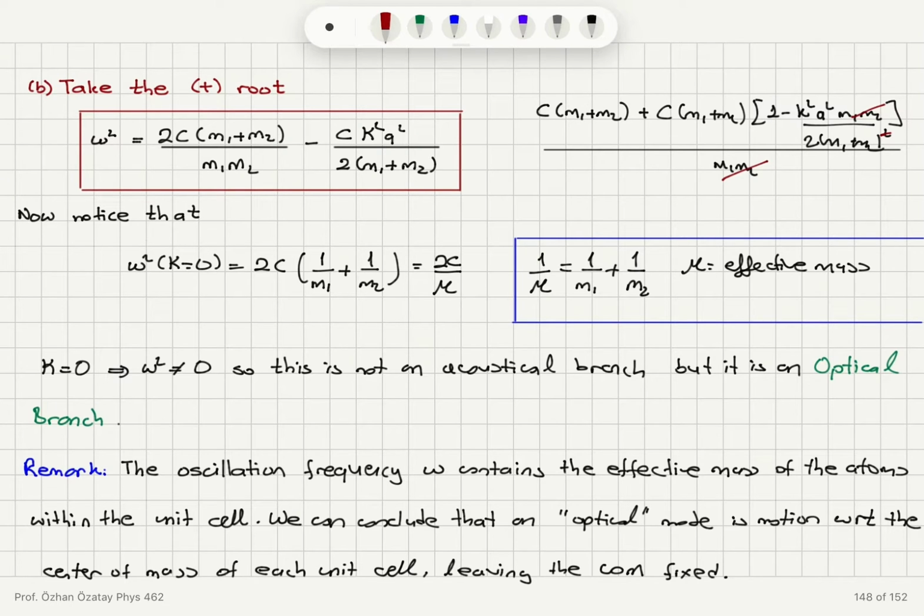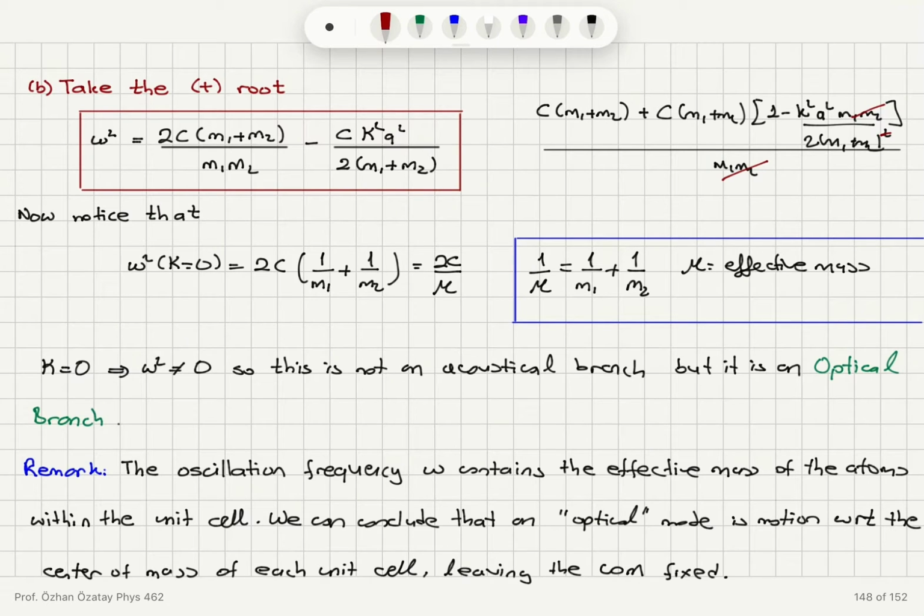Now you can notice that as k goes to 0, this becomes 2c times 1 over m1 plus 1 over m2. So m1 divided by m1 m2 gives me 1 over m2, m2 divided by m1 m2 gives me 1 over m1. So this is in the form 2c over mu, where 1 over mu is 1 over m1 plus 1 over m2, and mu is called effective mass.